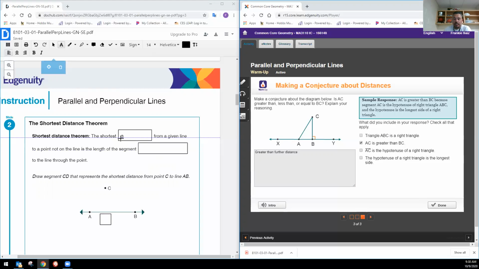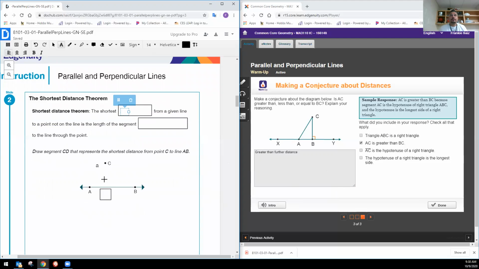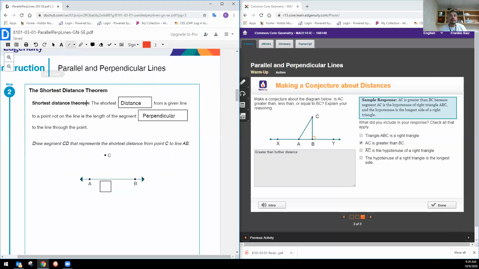All right, so in this one, let's see the shortest distance theorem. Slide 2. Let's go ahead and see if this is right here. So the shortest distance. Okay. The shortest distance from a given line to a point not on the line is the length of the segment perpendicular to the line through the point. Okay, so let's use our drawing tools to go ahead and create some lines here.